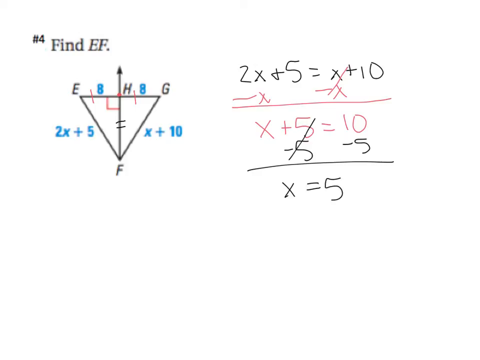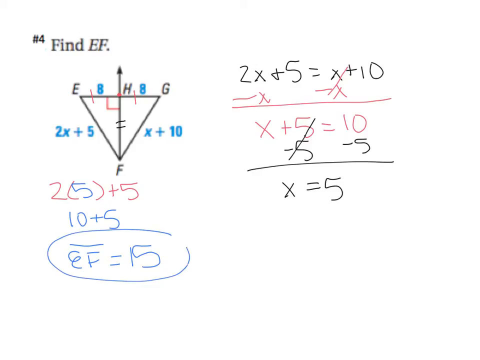Gotta plug it in. Looking for EF, which is 2 times x plus 5. x is 5, so 2 times 5 is 10 plus 5 gives us that segment EF is congruent to 15.